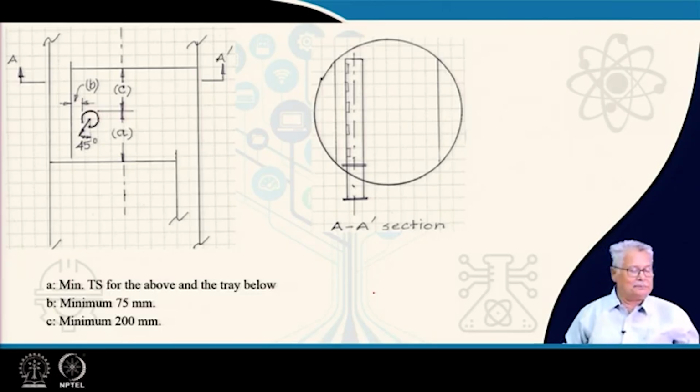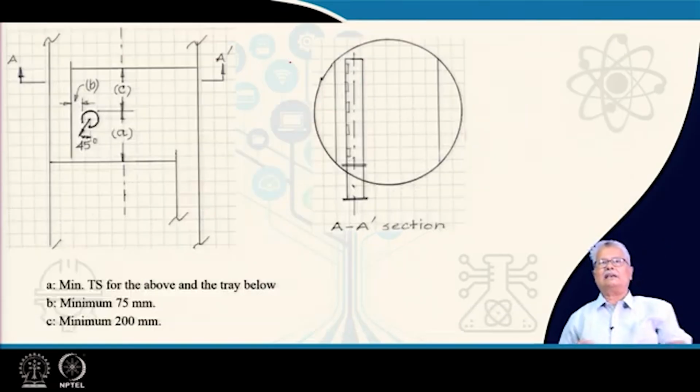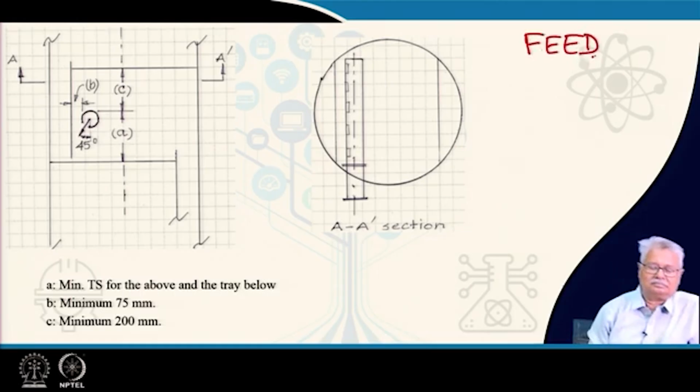The previous case was basically my top section. The next section that I have is my feed section, which I have here. If I look from the top, this is a very simple arrangement. Possibly what I will have here is this is my tower, this is my feed zone, and this is my feed plate.